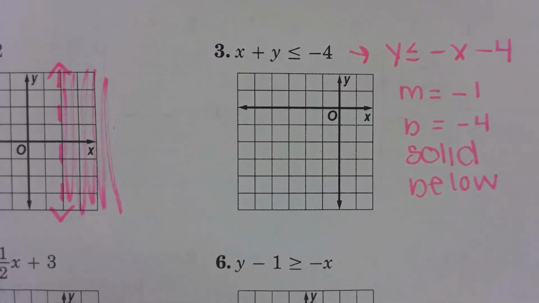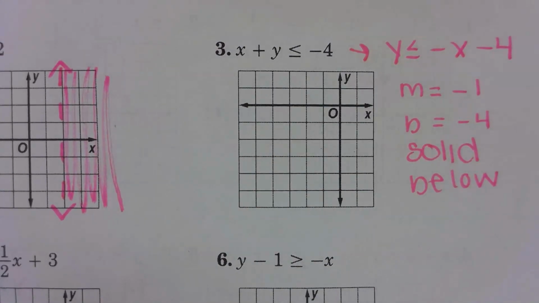So those are the key things I'm looking for when I grade your quizzes tomorrow. I'm going to be looking at the y-intercept. I'm going to be looking to see if your line is solid or dashed. I'm going to be looking at where you shaded. So if your line was supposed to be solid, but you made it dashed, but you shaded it correctly and you did the other stuff correct, you'd only lose like 1 point.